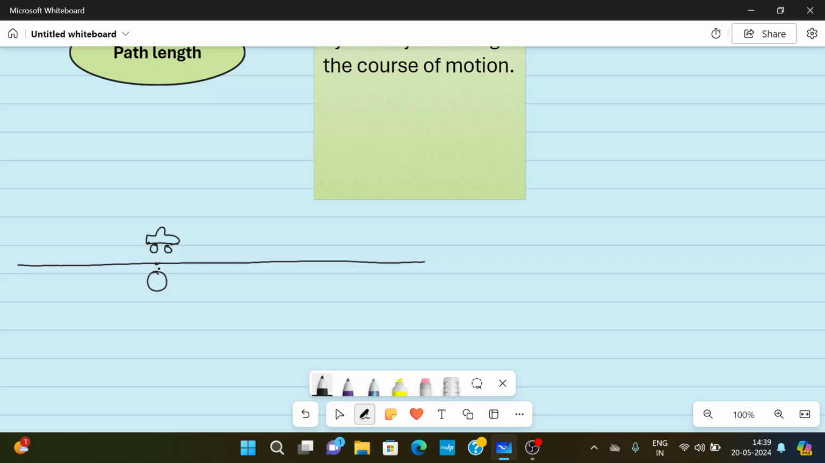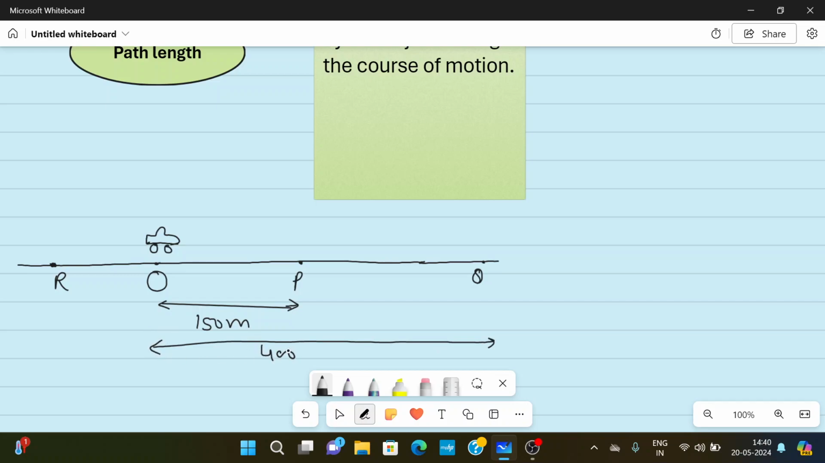Let us consider this is the origin, which is the starting point of the car, and all the distances will be measured from this point. P, Q and R are the positions of the car at different instants of time during the course of motion. The distance between O and P is 150 meters. The distance between O and Q is 400 meters, and the distance between O and R is 100 meters.